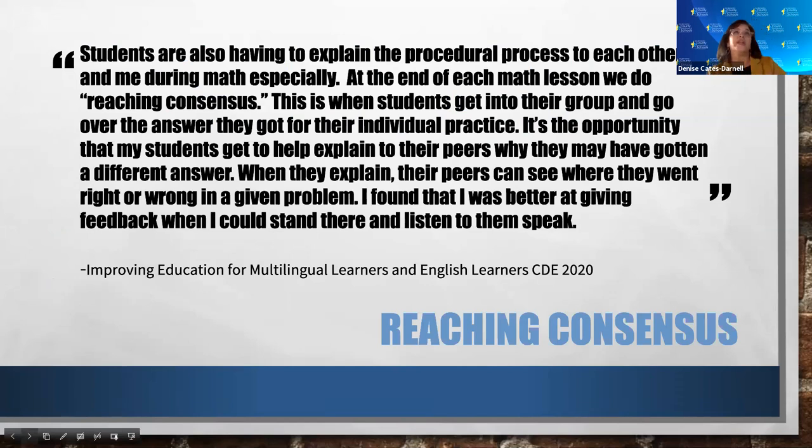So this is a strategy called reaching consensus. And real quickly, what it is, is a procedure at the end of a lesson where students have an opportunity to share in a group and go over their answers that they may have gotten in individual practice. So they get an opportunity to explain to their classmates why they may have gotten an answer or why they may have gotten a different answer, and talk through what might be wrong or right within their problem. And then they get an opportunity to explain and articulate how they solved that problem.